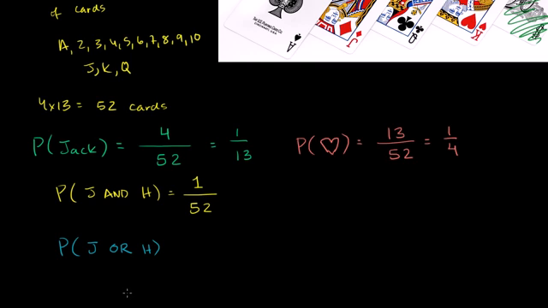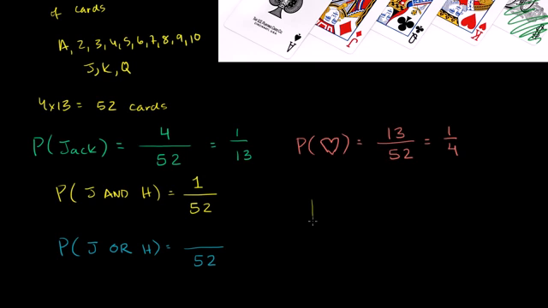And this is a little bit more of an interesting thing, because we know first of all that there are 52 possibilities, but how many of those possibilities meet the criteria, meet these conditions that it is a jack or a heart? And to understand that, I'll draw a Venn diagram.